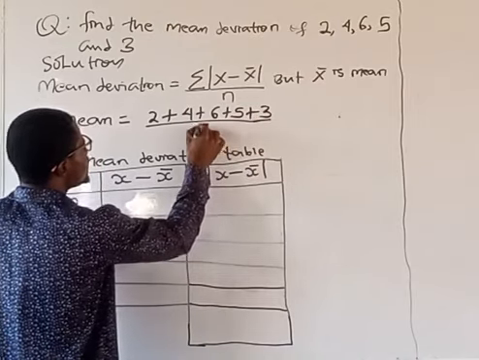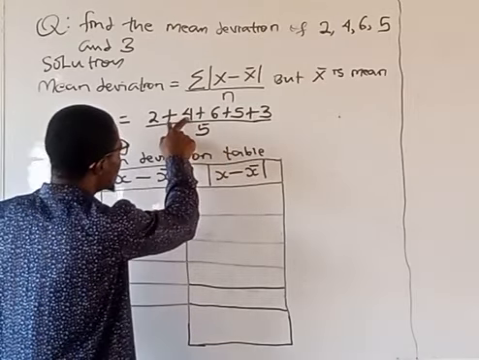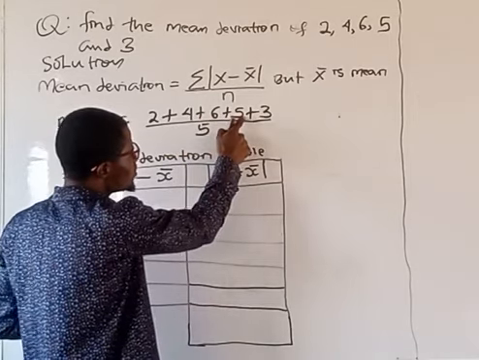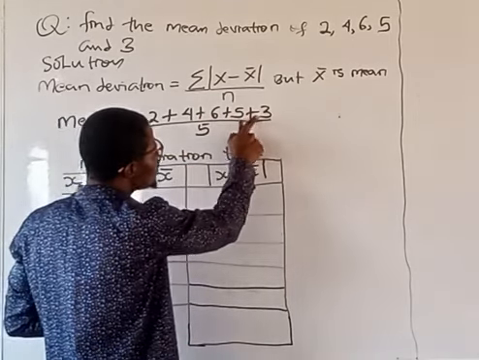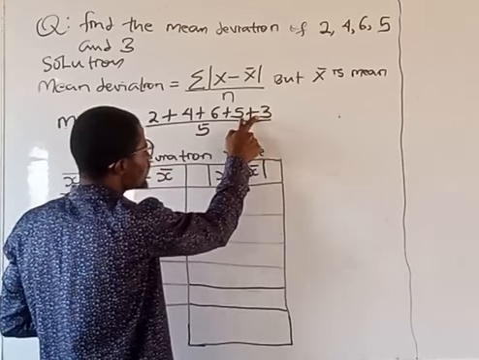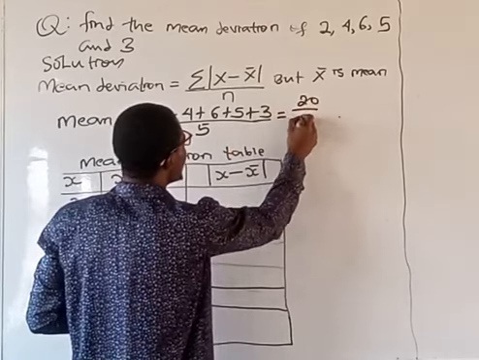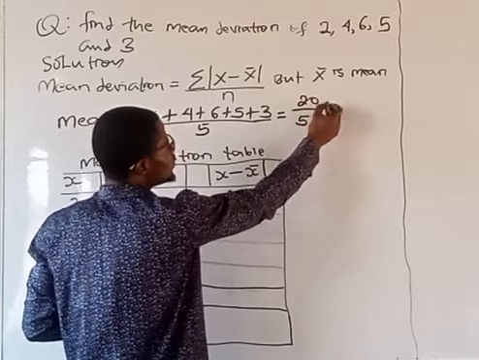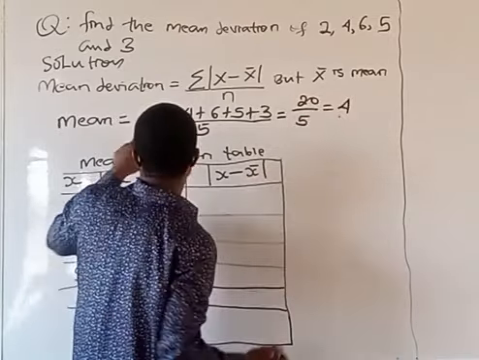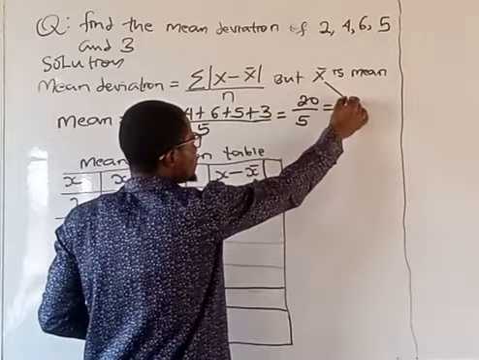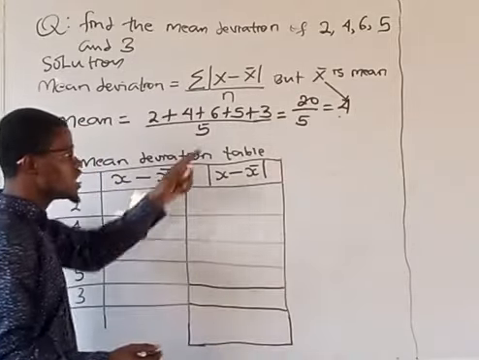So 2 plus 4 is 6. 6 plus 6 is 12. 12 plus 5 is 17. 17 plus 3 is 20. So here we have 20 over 5, and 20 upon 5 will give us 4. Therefore the mean, the x bar here, is 4. That is the x bar.